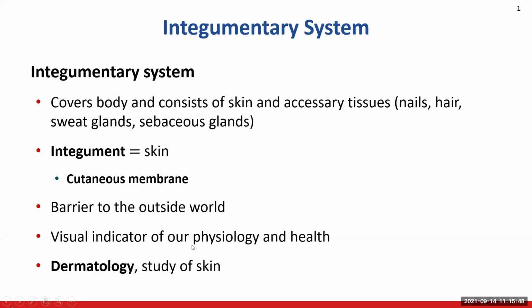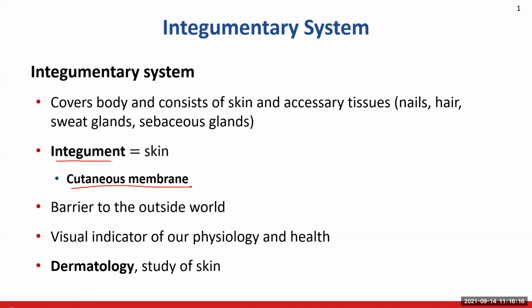So a big concept that you need to understand is that our skin is the largest organ in our body. We can call our skin a couple different things. We can call it the integument, or we can call it the cutaneous membrane. And that cutaneous membrane is one of our 4 types of membranes that we studied before.